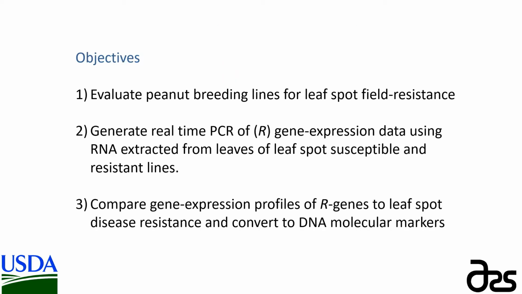Our objective is first to evaluate peanut breeding lines for leaf spot resistance in the field, then to generate real-time PCRs of the R gene expression using RNA from susceptible and resistant lines, then to compare the gene expression profiles of these R genes to leaf spot resistance and to convert them to DNA molecular markers to be applied in breeding programs.